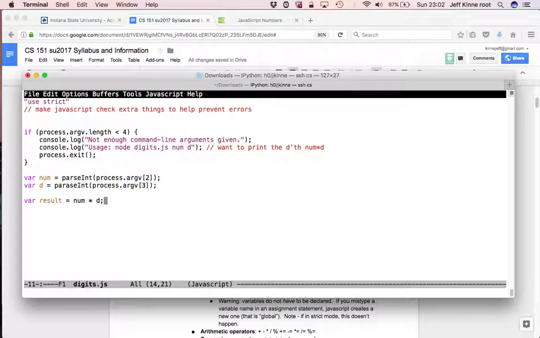If we want to get the dth digit, we could do that as a number, but I'll do it with toString. Now s is a string, and I could console.log s bracket d. Okay, so since s is a string, let's just run this and see.